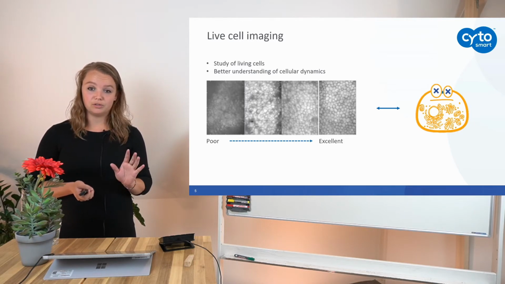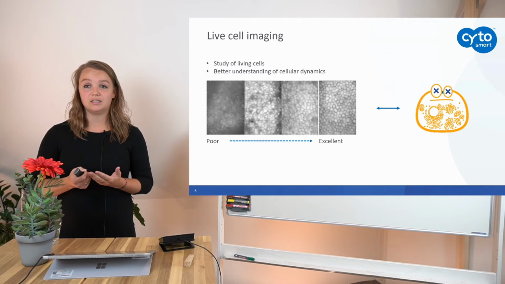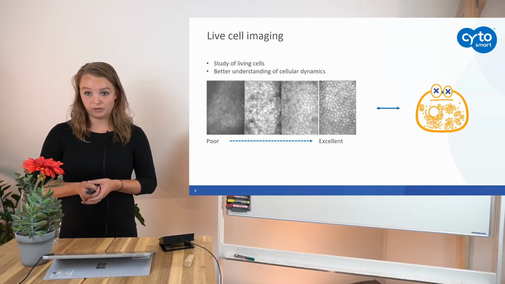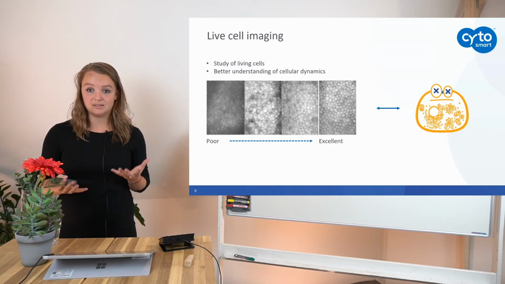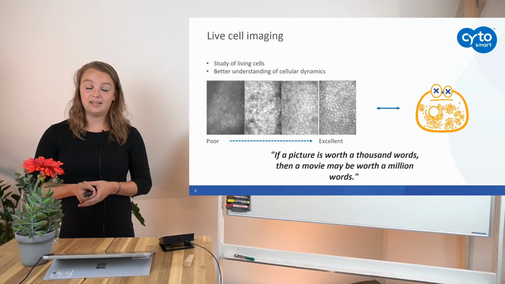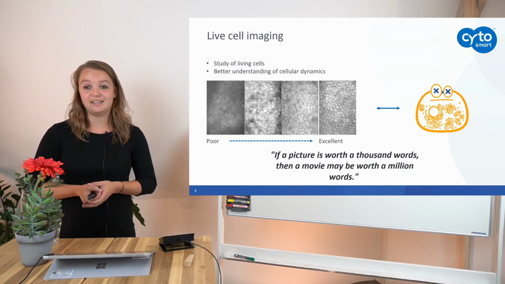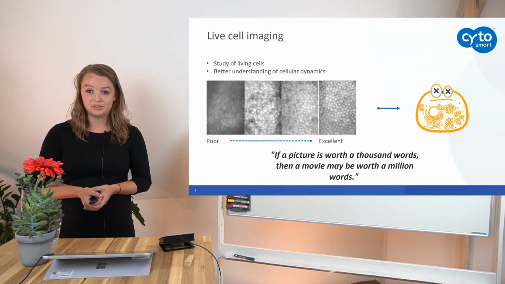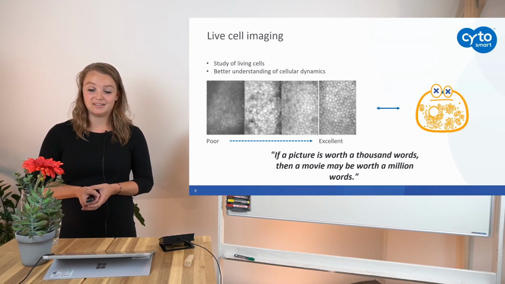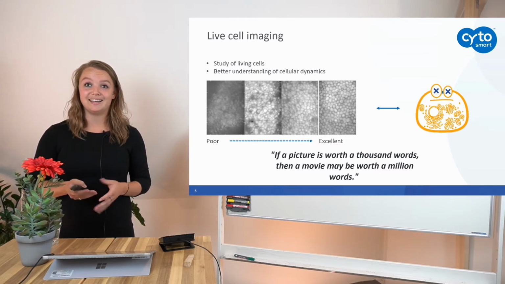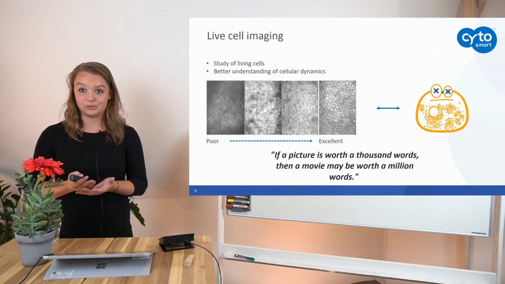So if you want to improve your image quality, normally you have an increased exposure time, which can be harmful for healthy cells. So you always have to find a balance between those two. And of course, if they say that a picture is worth 1,000 words, then a movie may be worth 1,000,000 words. So that's also something to keep in mind. When you talk about live cell imaging, you really get the whole story and not just certain points of the story.